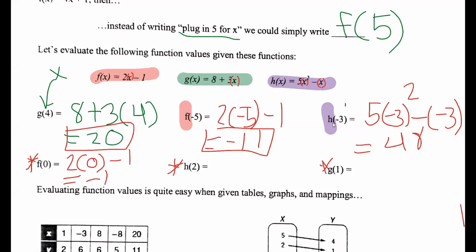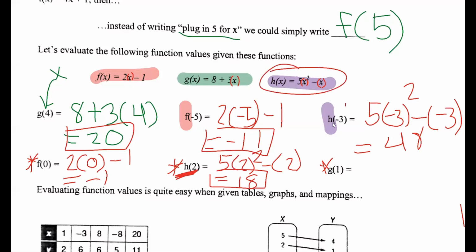But h of 2, just make sure that's the purple function up above. So it'd be 5 parentheses 2 squared minus 2. If you plug that in, you should get 18. I thought you were supposed to do 8 plus 3 parentheses. Oh, see how it's the h function though? So you've got to plug it into this function. Oh, I wasn't even paying attention.